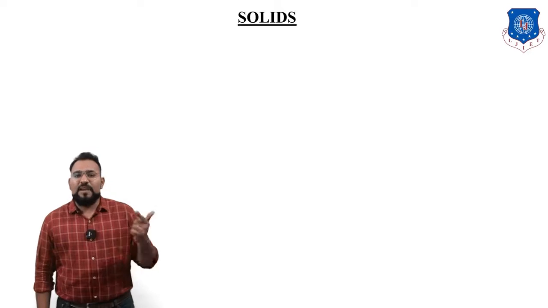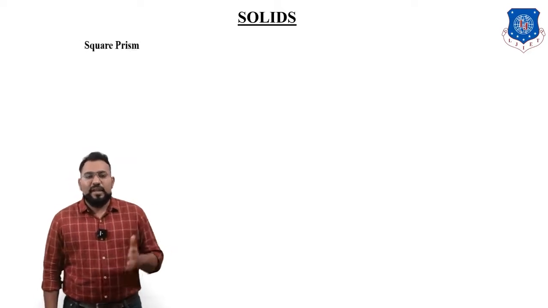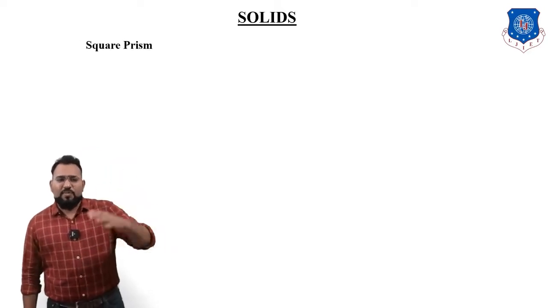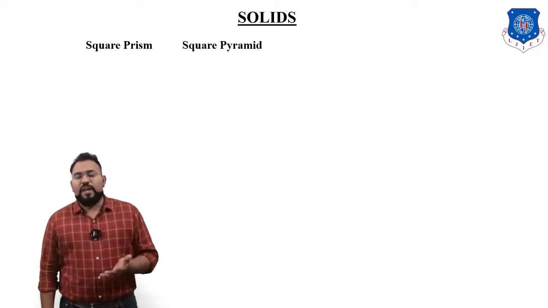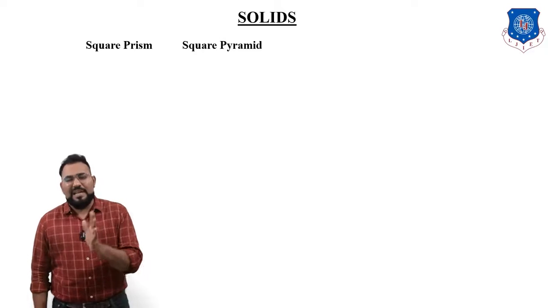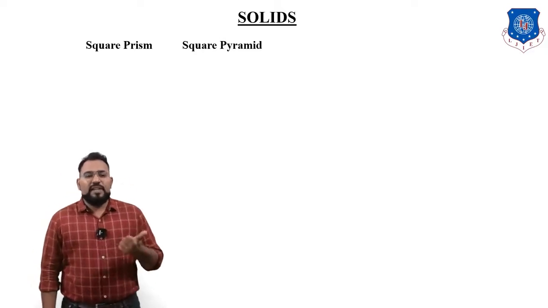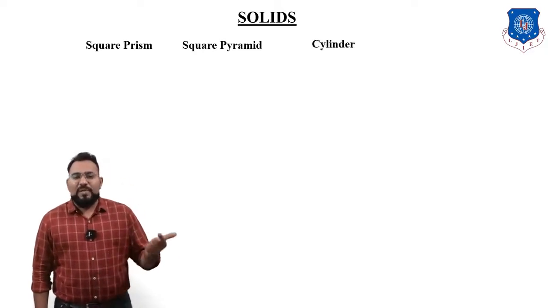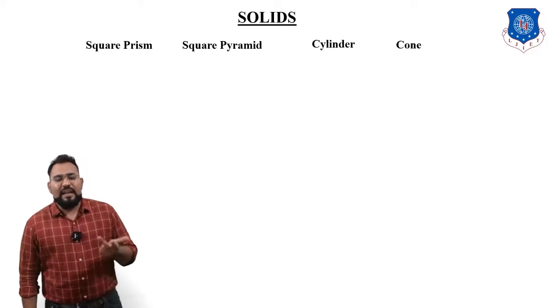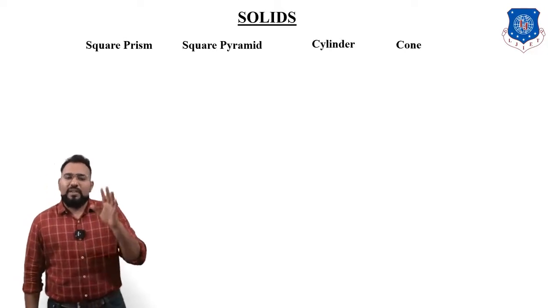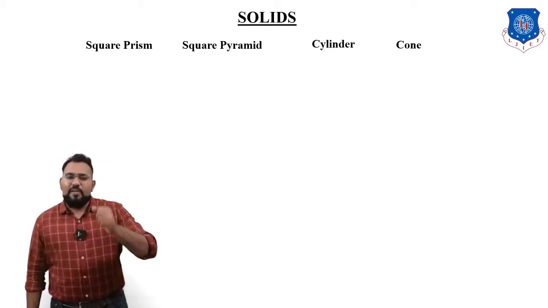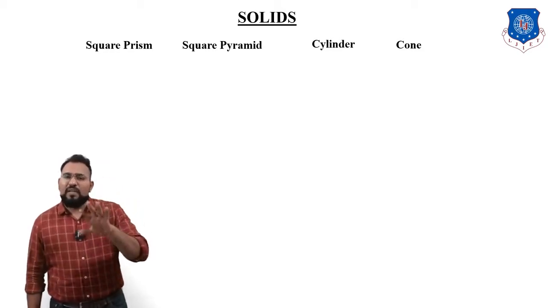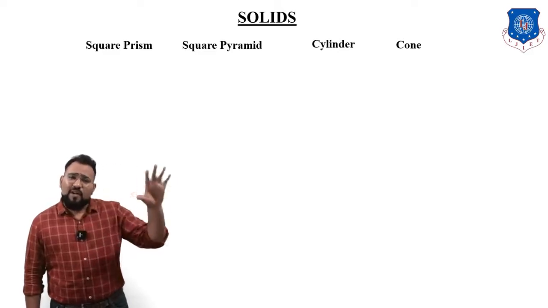So in this chapter we are going to learn different types of solid. So let us take some of the solid. For example, you can see on your screen we are going to take 4 solid here for just basic understanding. So first we're going to take square prism, then we take square pyramid, then we take cylinder, and then we take cone. Okay, so there are other types of solids, but here we have taken only 4 types of solid for the sake of understanding.